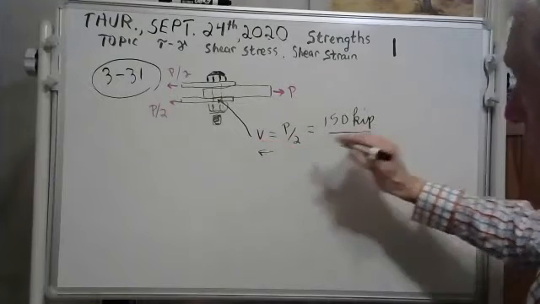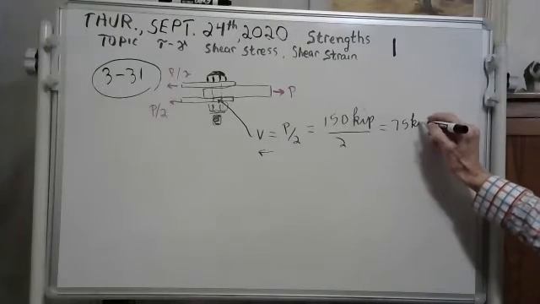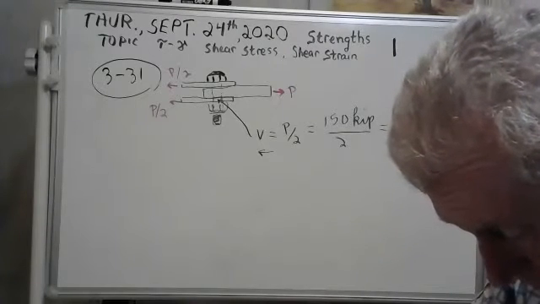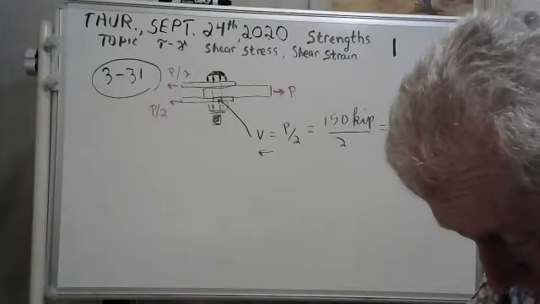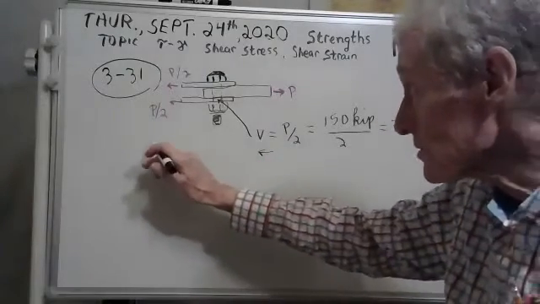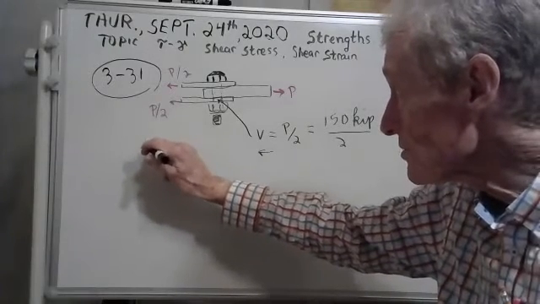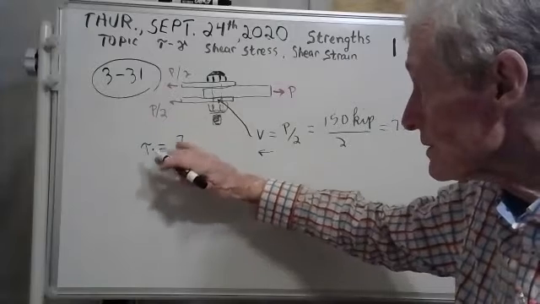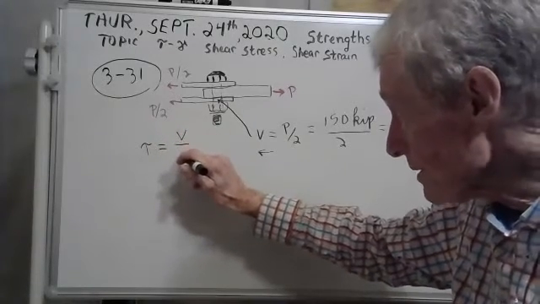So this shear force is 75 kips. Okay, great. Now the bolt has a diameter of 1.25 inches. So let's get the shear stress in the bolt. The shear stress in the bolt will be the shear force divided by the area, right?